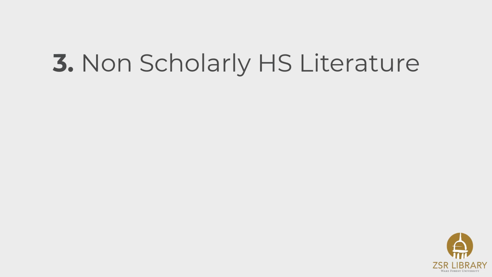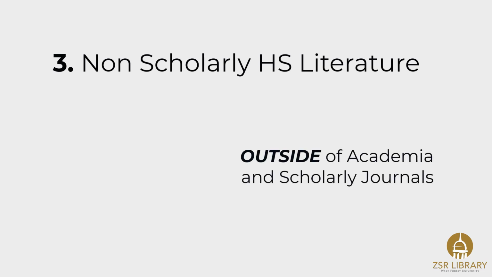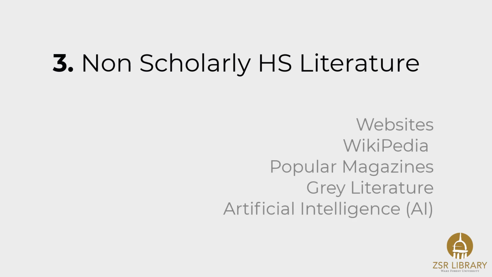Now on to non-scholarly sources. Information and data produced outside of academia and appearing in places other than scholarly journals can add a lot of value to your research. Here's a brief overview of a handful of resources that can be helpful and how you can ensure they are worthy of your time as a researcher. Those will include websites, Wikipedia, popular science magazines, gray literature, and AI.